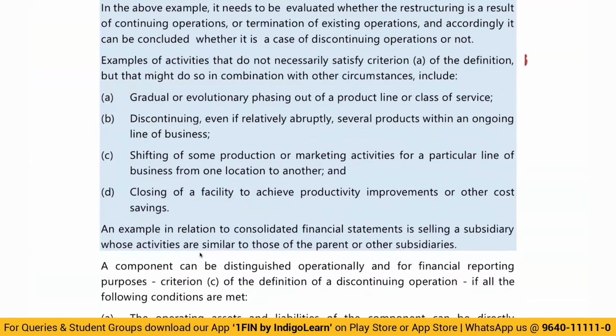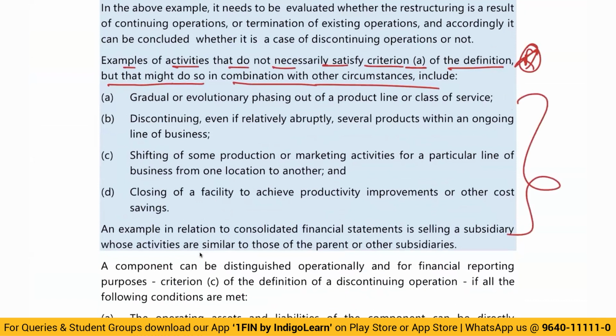Then this is important again from examination point of view. Examples of activities that do not necessarily satisfy the criteria of the definition but might do so in combination with other circumstances. So this basically means these 4 items may necessarily not be a discontinuing operation. First, gradual or evolutionary phasing out of a product or a class of service. If I'm gradually discontinuing a product or a service, that may not form part of my discontinuing operation because it is gradual. It is not a part of a single plan.